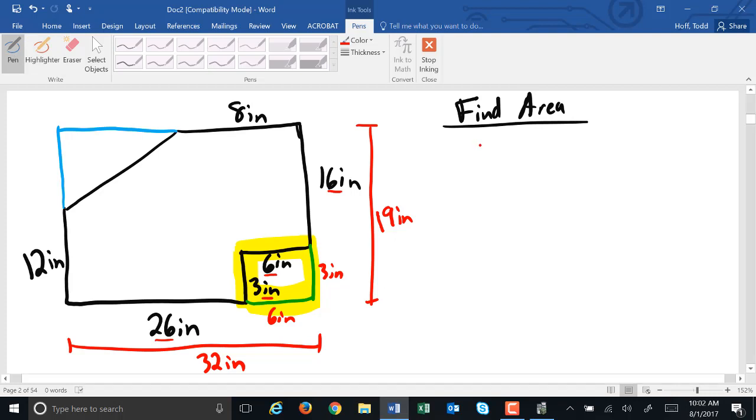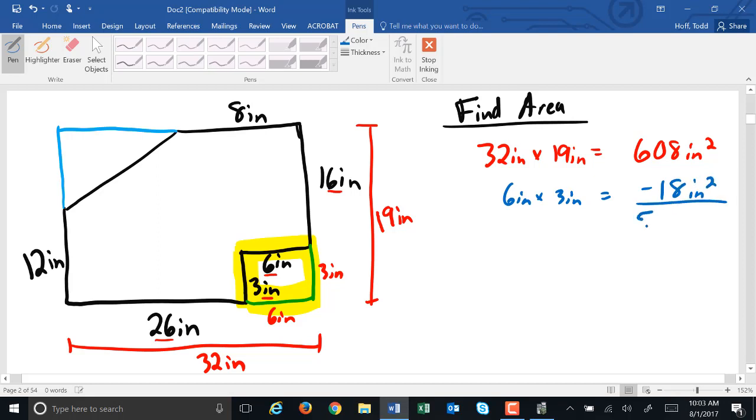So we have that larger area now of 32 inches times 19 inches, which is, what, 608 inches squared, I believe. But now we have to figure out what we're subtracting out. This piece is easy down here, this rectangle. That's just 6 inches by 3 inches. We're subtracting out 18 square inches there. Puts us down to 590.